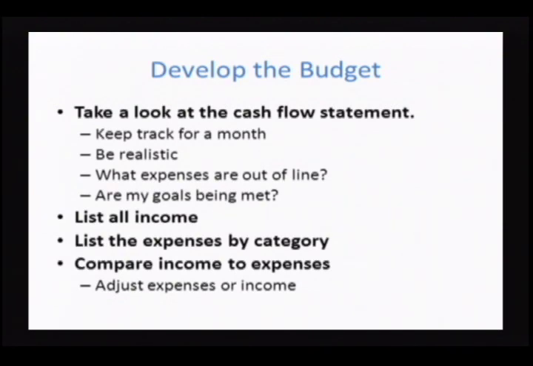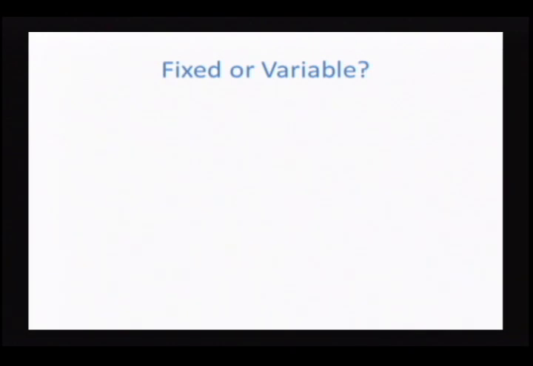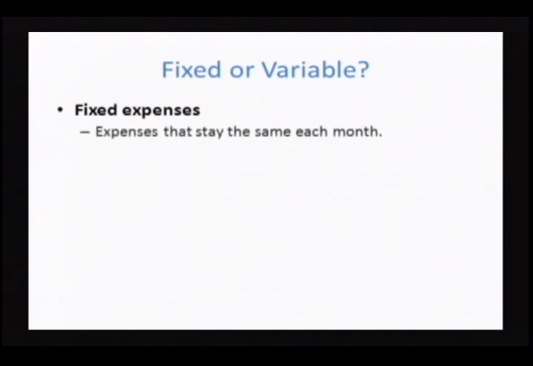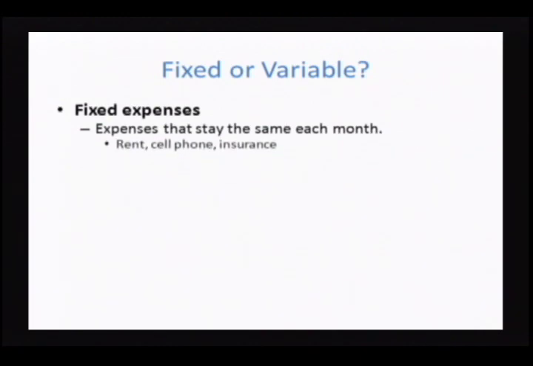Which expenses do we adjust? How do we adjust income? Well, let's first look at the expenses. We have fixed expenses and we have variable expenses. Some stay the same, some change. A good example of a fixed expense that stays the same each month would be your rent, your cell phone bill, and insurance premium.